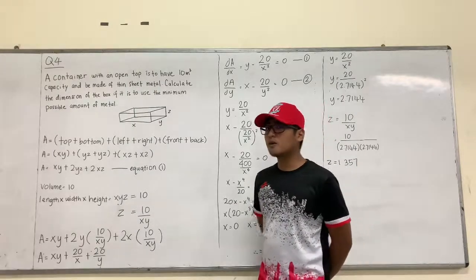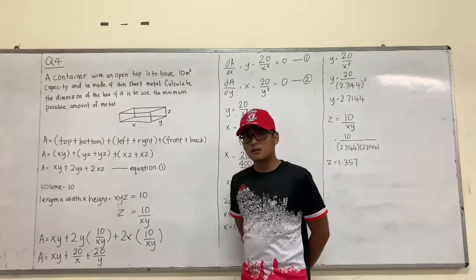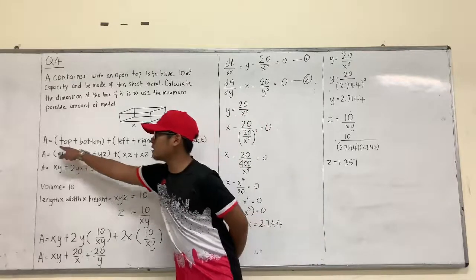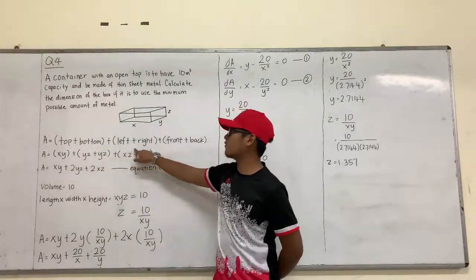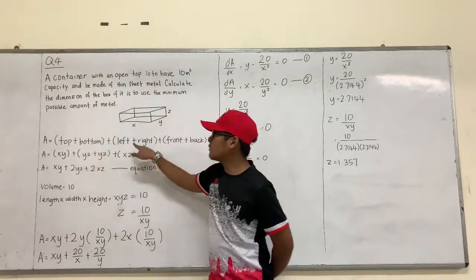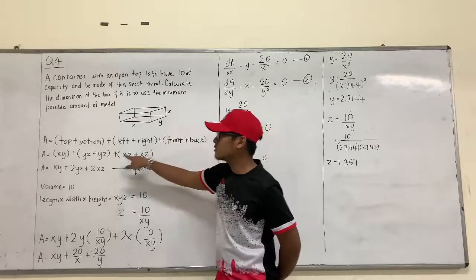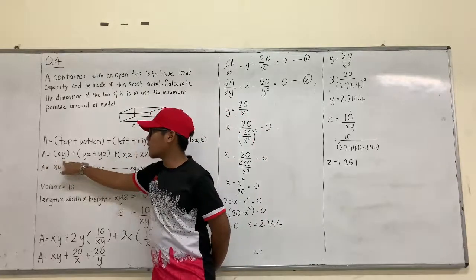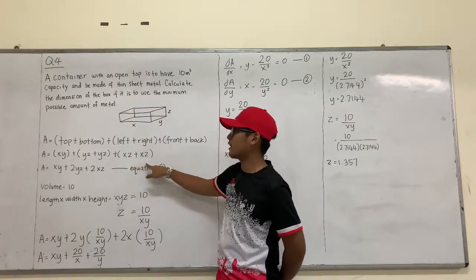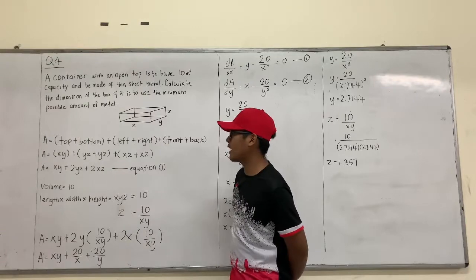To minimize the amount of metal, we need to construct a function of total surface area. The formula for total surface area of an open top container is A is equal to top plus bottom plus left plus right plus front plus back. At this part, there will be the surface area for the bottom only because this is an open top container. So A is equal to xy plus yz plus yz plus xz plus xz, and A is equal to xy plus 2yz plus 2xz.